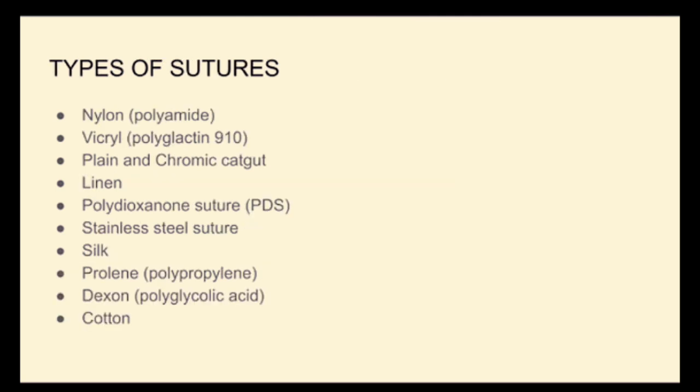Various types of sutures that we use presently include nylon or polyamide, polyglactin 910, commonly called Vicryl. Then there's catgut, which can be plain, and there's chromic catgut. There's linen, there's polydioxanone suture, or PDS for short. There's stainless steel suture, silk suture, Prolene, Dexon, cotton.